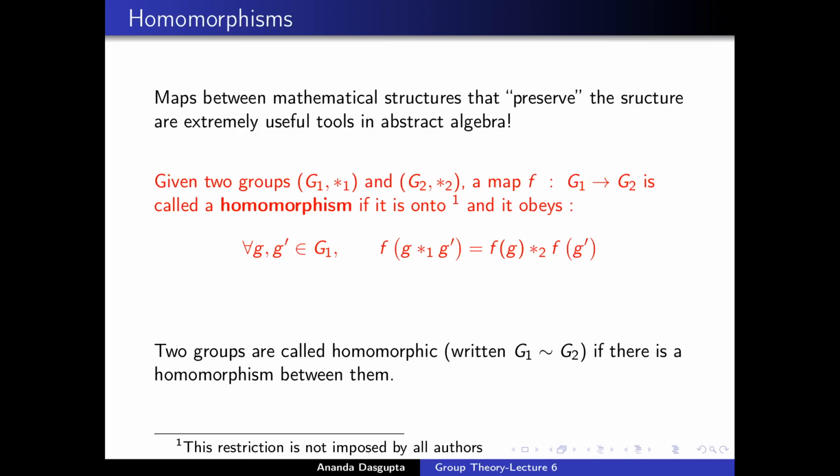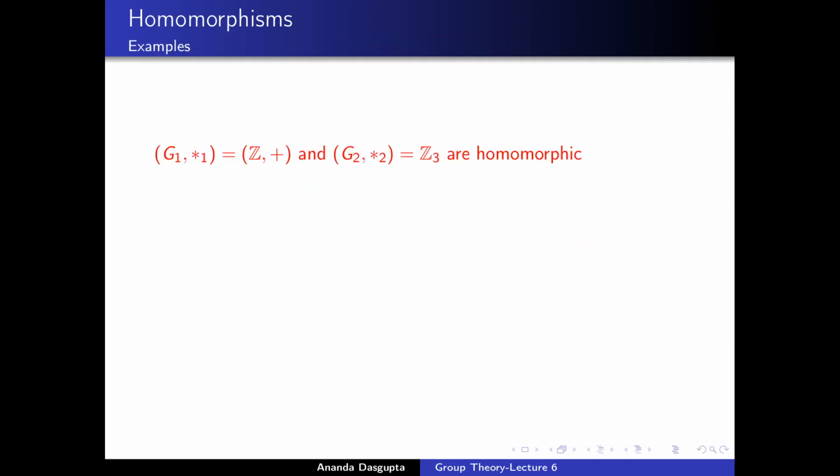For our first example, we will take the case where G1, the first group, is the set of all integers under addition, and G2, the second group, is Z3. Z3 is the set of integers 0, 1 and 2, and the operation here is addition modulo 3. A bit of thought will convince you that this is essentially the only group of order 3. Or rather, as we have seen before, up to relabelings, there is only one group of order 3, and Z3 is an example of such a group.